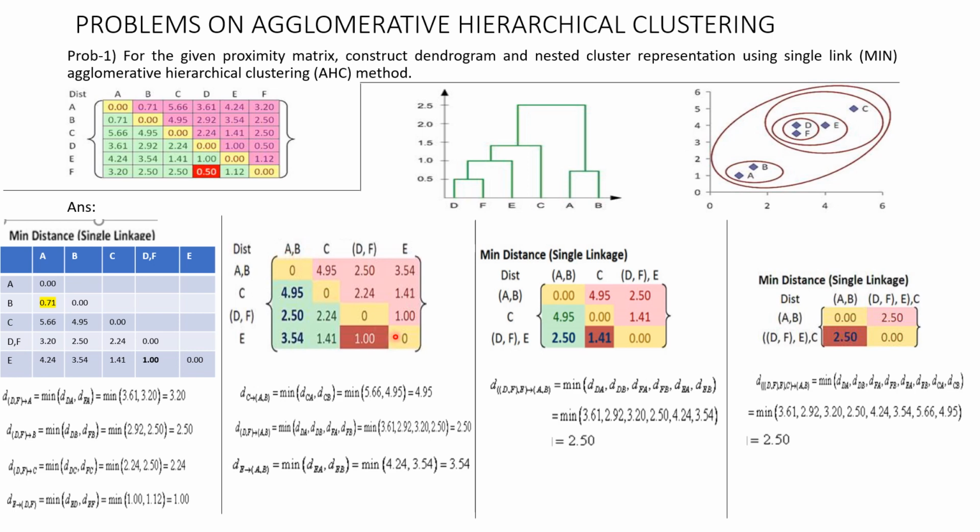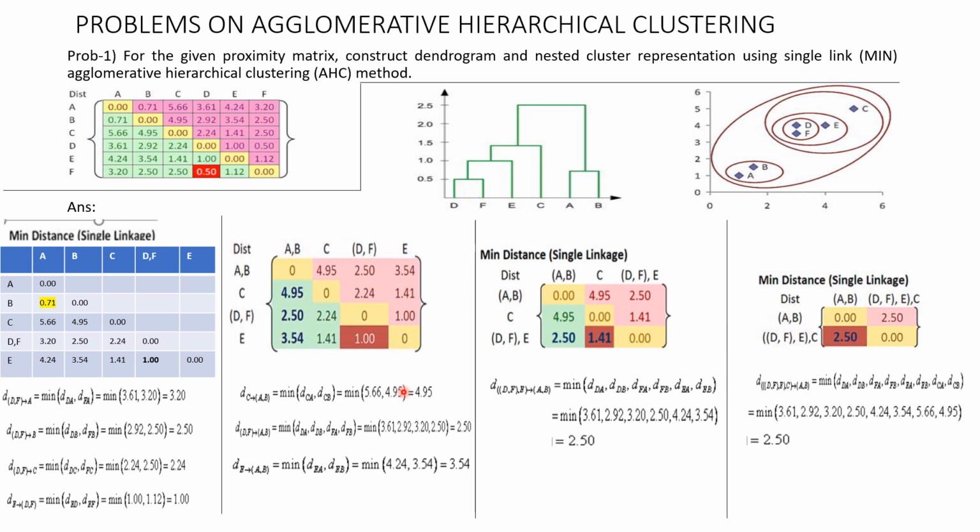Again, please don't calculate the numbers above this diagonal. Why? Tell me. Because 4.95 is the distance from C to A comma B. It will be the same as A comma B to C. So no need to calculate again here. Okay, he has given it, but no need to calculate this. Don't waste your time here. Either you calculate below the lower diagonal or above the upper diagonal, it's enough.